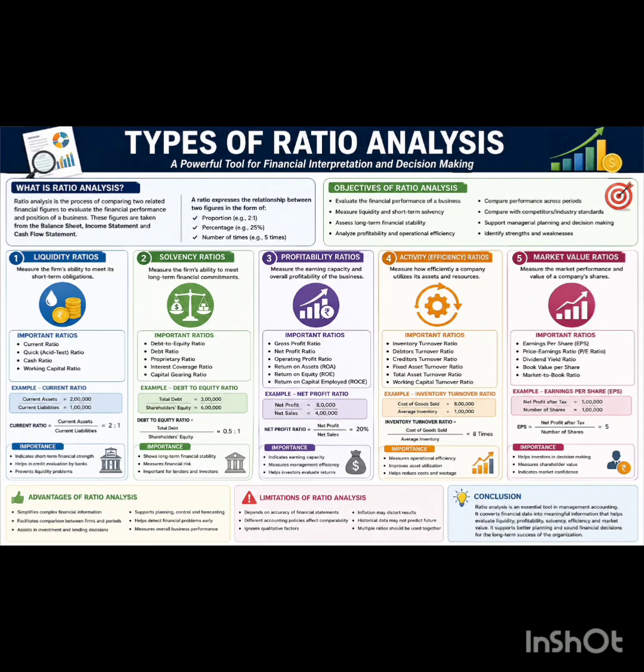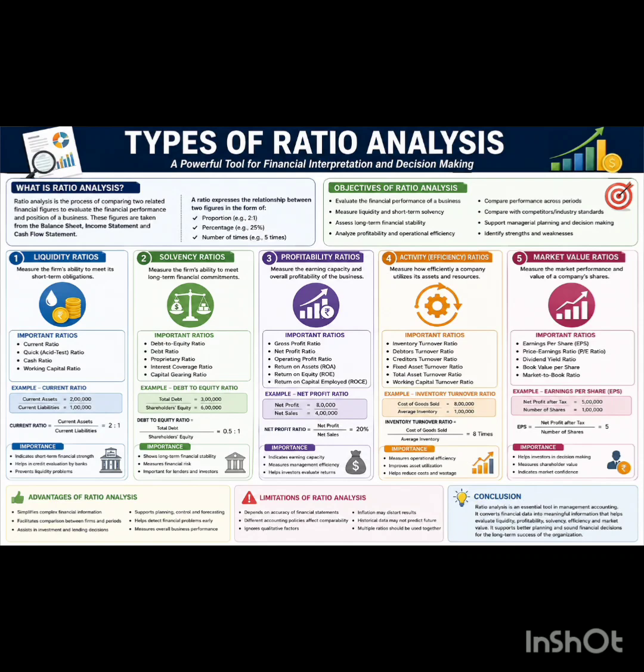And the next ratio is activity or efficiency ratio. It measures how efficiently a company utilizes its assets and resources. Efficient utilization reduces the operating cost and increases the profitability. The major activity ratios are inventory turnover ratio, debtors turnover ratio, creditors turnover ratio, fixed asset turnover ratio and total asset turnover ratio.